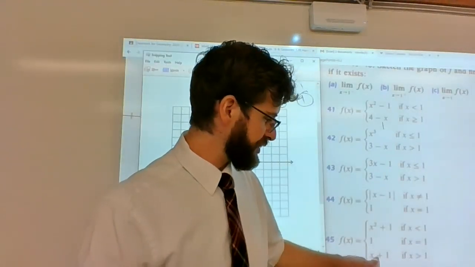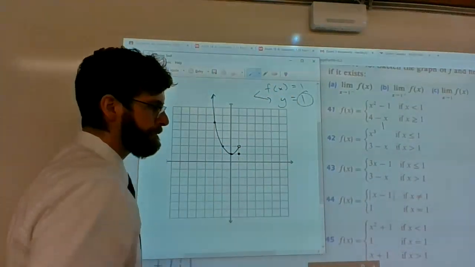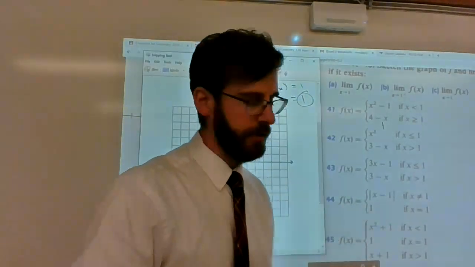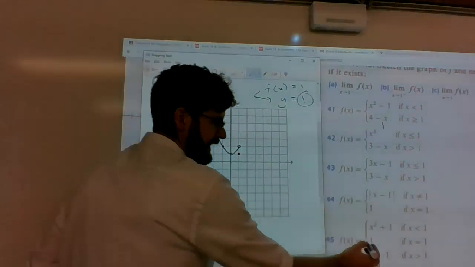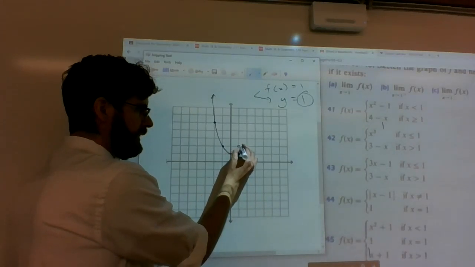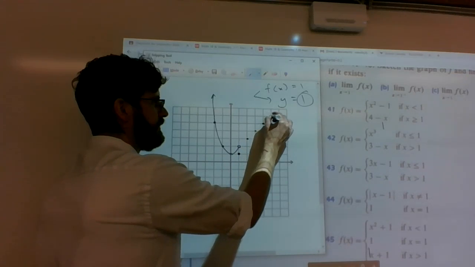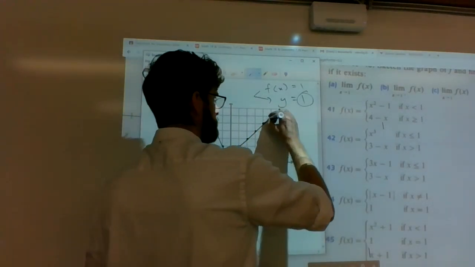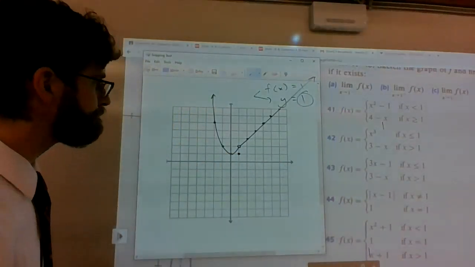Now the last one has a starting point of 1 on the y-axis, but we're only concerned with greater than 1 behavior. So if it starts at 1, it has a slope of 1 in front of the x: up 1, right 1. Now we can go up 1, right 1, up 1, right 1. And that's the function that's happening.